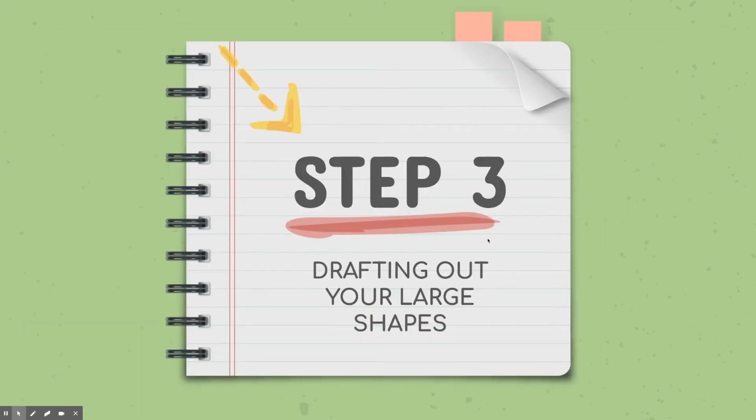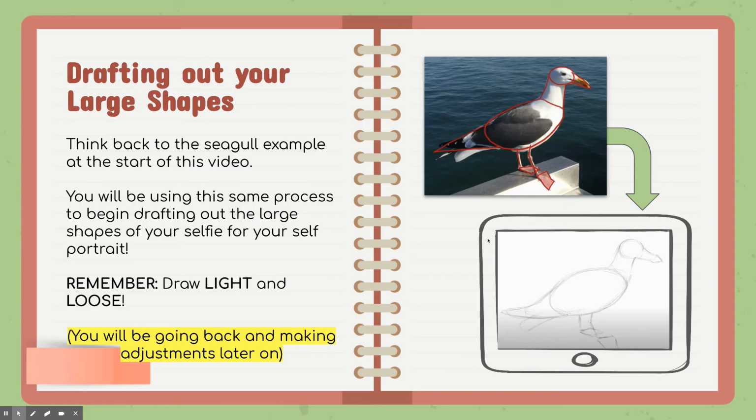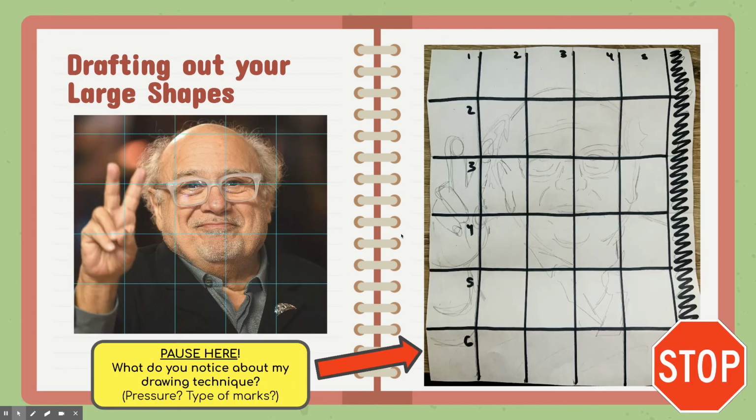Step 3, drafting out your large shapes. Think back to the seagull example at the start of this video. You will be using the same process to begin drafting out the large shapes of your selfie for your self-portrait. Remember, draw light and loose. You will be going back and making adjustments later on, so you want to make sure that you're able to erase lines. So again, just like the example of the seagull, you're going to be looking for those basic shapes and starting to draft them out on your portrait.